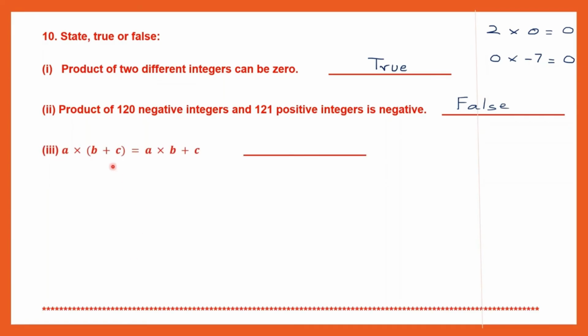Third question. A into (B plus C) is equal to (A into B) plus C. So here when you multiply A into (B plus C), when the brackets are there, first you multiply A into B, you get AB. Then you multiply A into C, you get AC. So AB plus AC. Whereas on the other side, A into B is AB, and here we only have C. So on the left side we have AB plus AC, on the right side we only have AB plus C. So they are not equal to each other. So this statement is false.